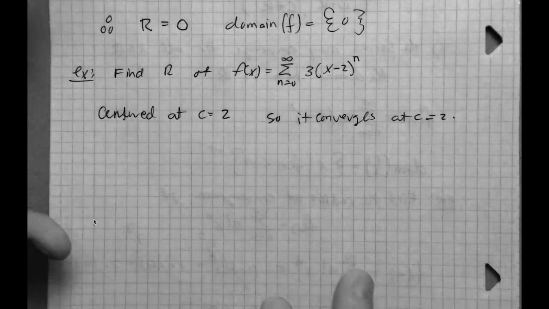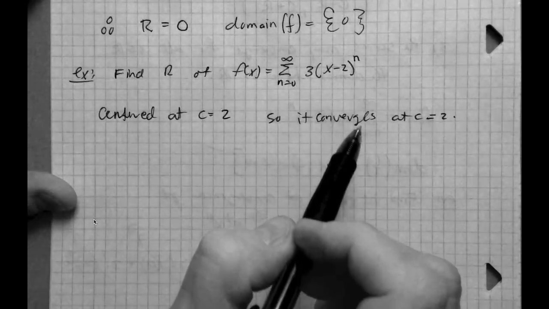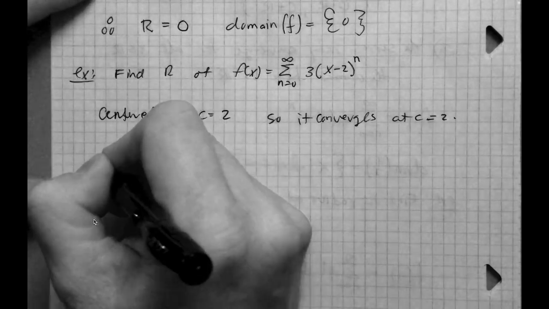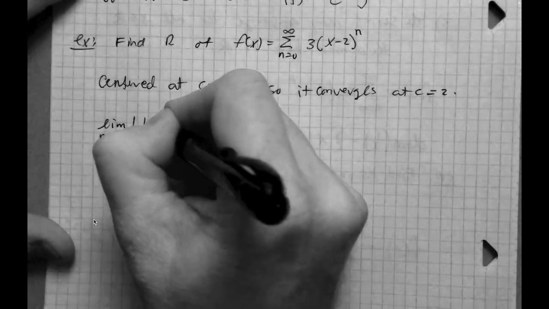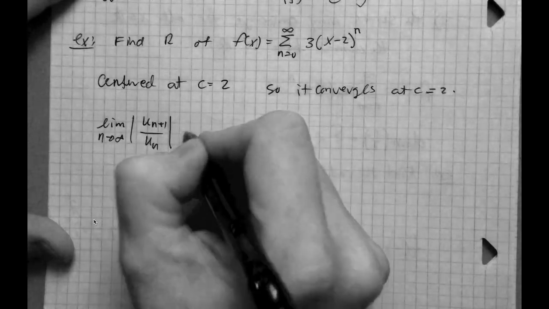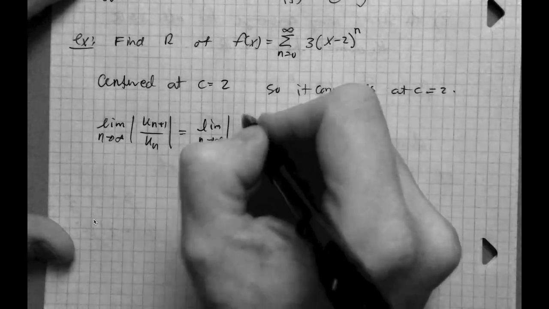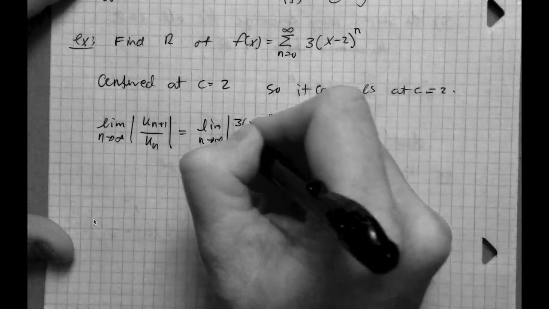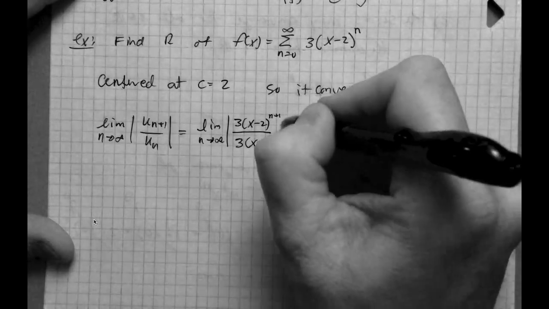Okay. Now let's again use the ratio test here. In this case, we're interested again in the limit as n goes to infinity of u sub n plus 1 over u sub n. All right, and we can just plug these values in. This would be the limit as n goes to infinity of 3 times x minus 2 to the n plus 1 power over 3 times x minus 2 to the nth power.